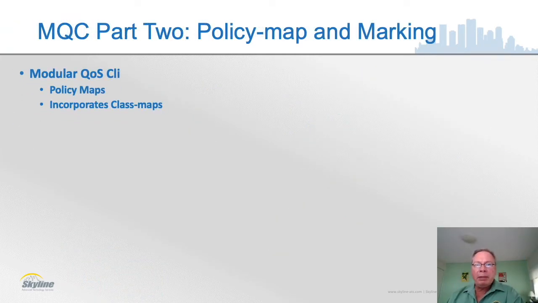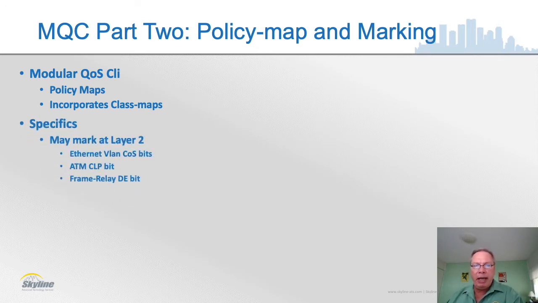So with policy maps and marking, once we've recognized a type of data, we can tell our routers and switches to mark it, as I was just saying. So we can mark at layer 2 with the CoS bits in the VLAN tag. If you were using ATM or frame relay, that's a 1-bit field, the cell loss priority bit, or the discard eligibility bit in frame relay.